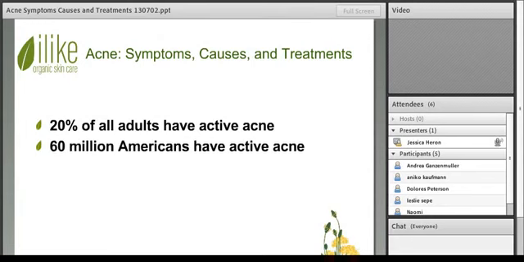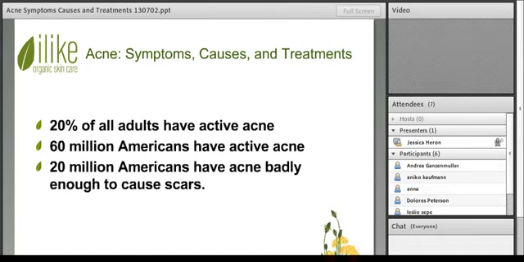All right, so I thought we'd just start off talking about some of the statistics out there today. 20% of all adults have active acne. Up to 20% of women actually develop mild acne. So 60 million Americans have active acne, which is quite a lot of people, which is a huge door, an opportunity for you to be grabbing these types of clients and marketing to these types of clients in your business as well. 20 million Americans have acne badly enough to cause scarring.